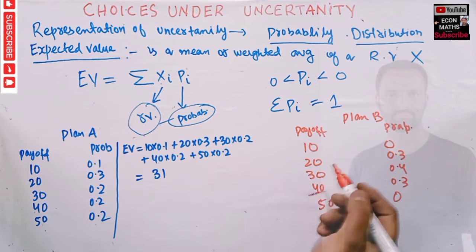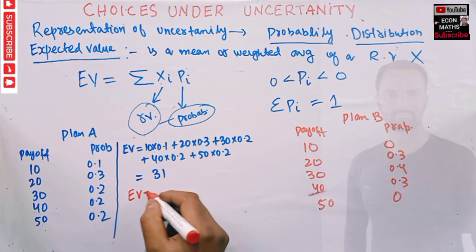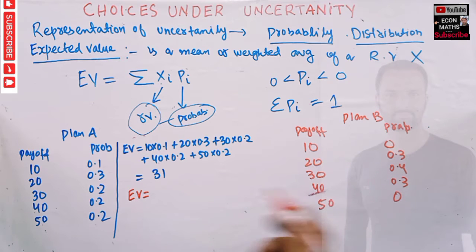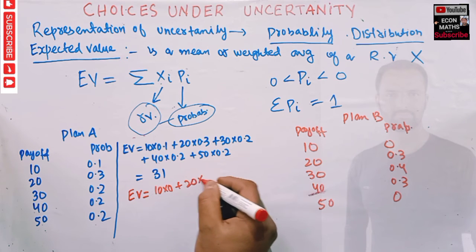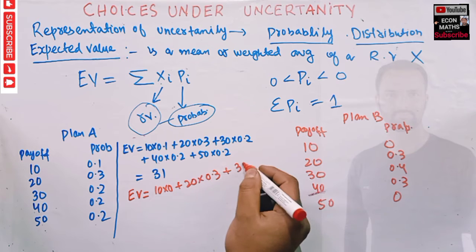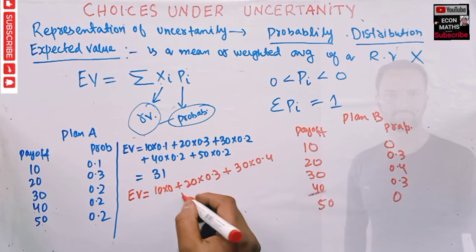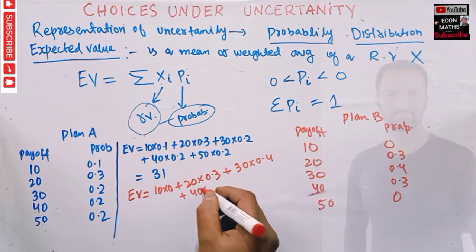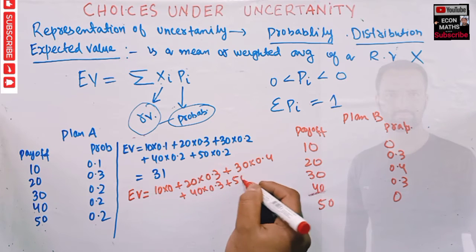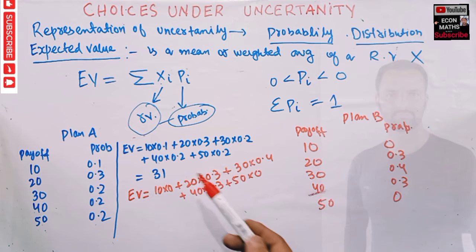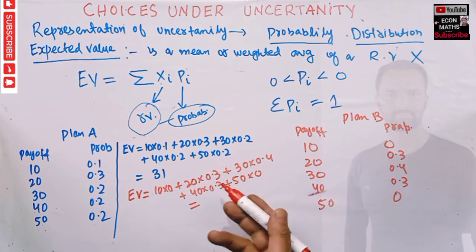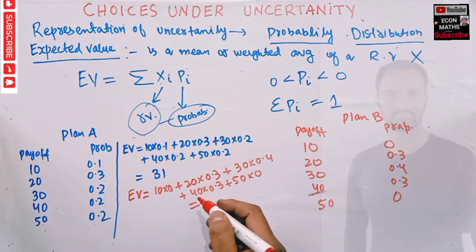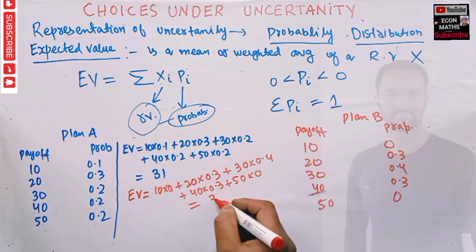In this very situation, the expected value will be equal to multiplying each random variable with the probability associated with it. So we have 10 into 0 plus 20 into 0.3 plus 30 into 0.4 plus 40 into 0.3 plus 50 into 0. I'm not going to make these calculations because it will get lengthy. In this case the answer will come out to be 30.